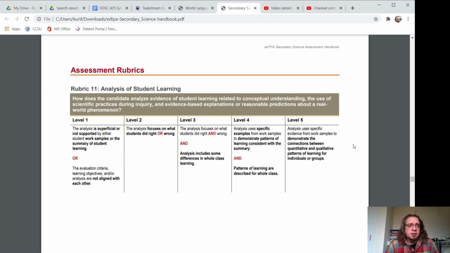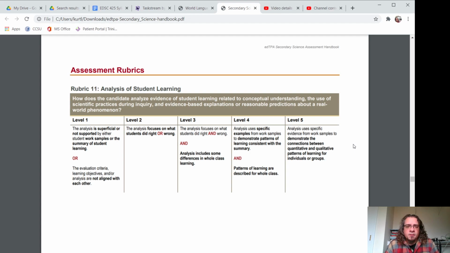So here's the question. How does the candidate analyze evidence of student learning related to conceptual understanding, the use of scientific practices during inquiry, and evidence-based explanations, and so on. All of these things are science content area specific, but the general concept here is the analysis of student learning. So we're going to try to stay in that space because we know that's going to be consistent throughout all the content areas.